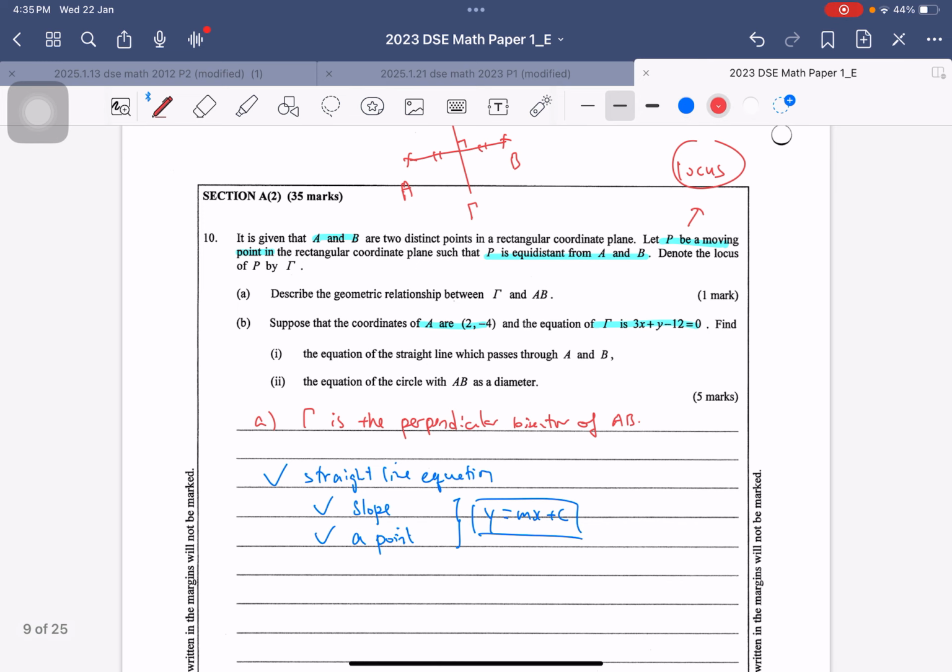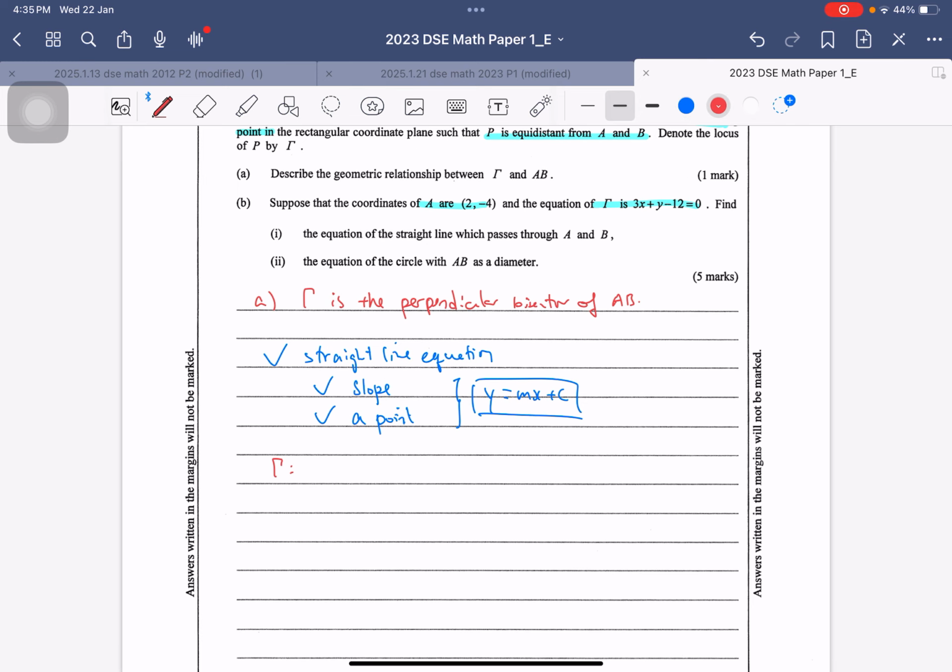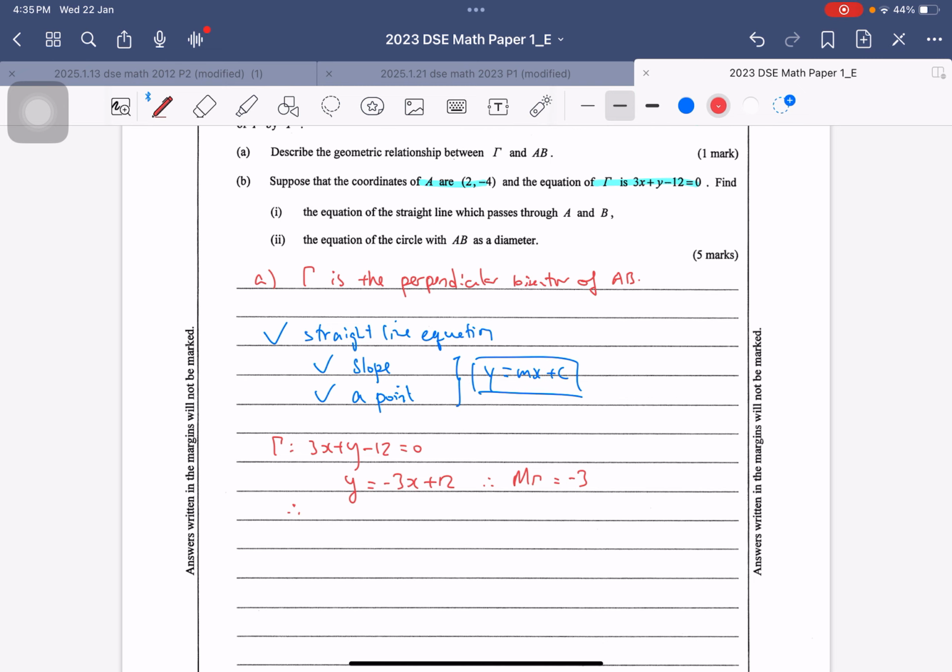From the locus, we have 3x + y - 12 = 0. Make y the subject, then we have y = -3x + 12, so the slope of the locus is equal to -3. Because the slope of AB times the slope of the locus is equal to -1 since they are perpendicular, the slope of AB is the negative reciprocal of -3, giving 1/3.